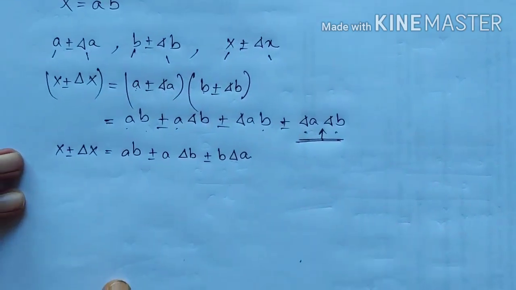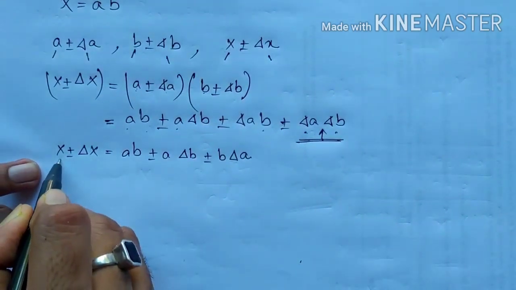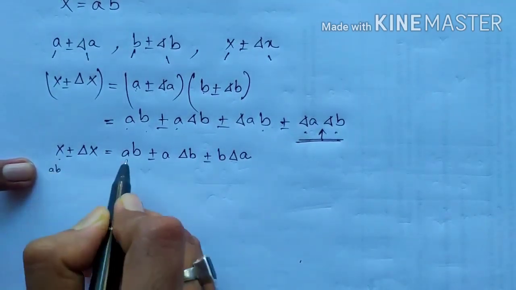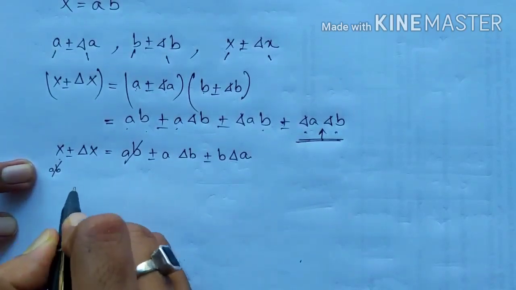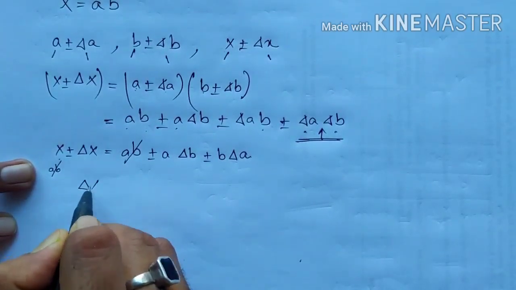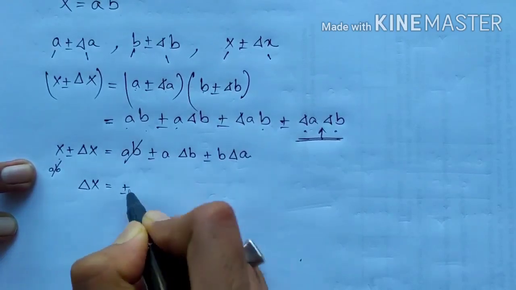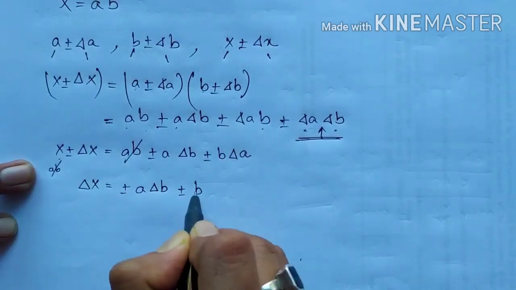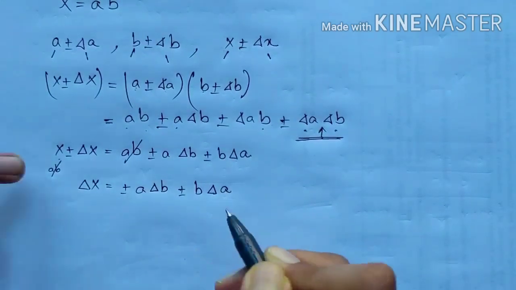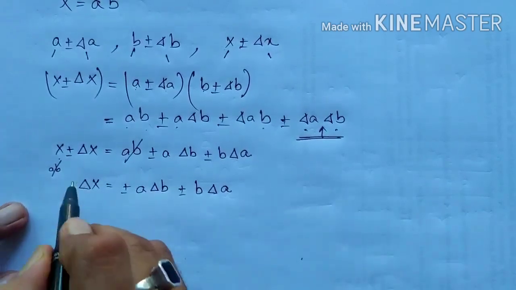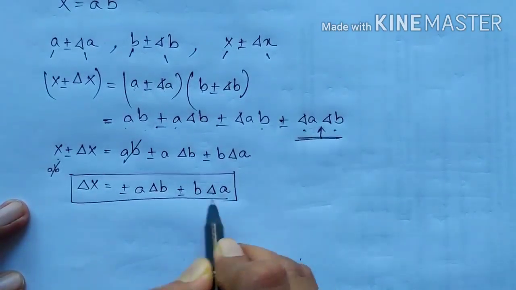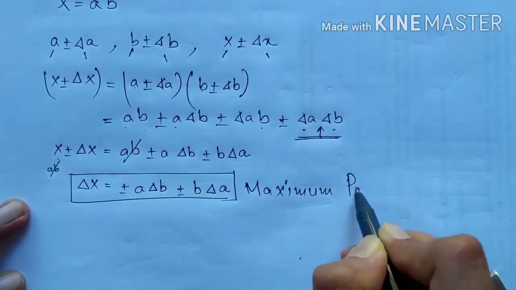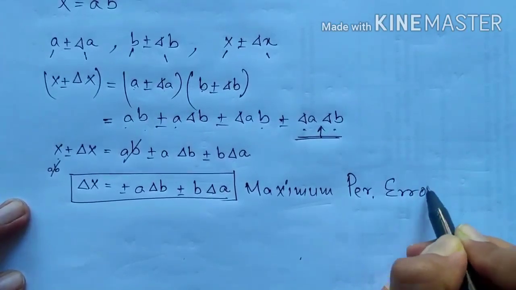So if this is the case, then now X, again the expression of X is given as AB. So if I think that this X is AB, then this AB and this AB will get cancelled out. So the expression of delta X will be plus minus A delta B plus minus B delta A. So this is the expression of maximum permissible error.